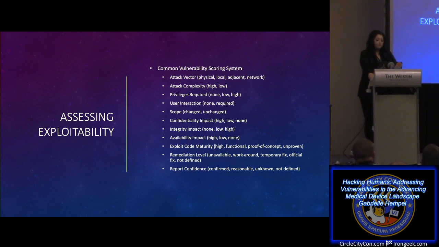user interaction is even required, the scope of the vulnerability, the impact that an exploit might have on confidentiality, integrity, and availability of data, the exploit code maturity, whether it's high, functional, proof of concept, or unproven, the remediation level, whether unavailable, a workaround, a temporary fix, an official fix, or something undefined, and finally, the confidence in the report. These factors are weighted and aggregated into one of the scores on the vulnerability scoring system.